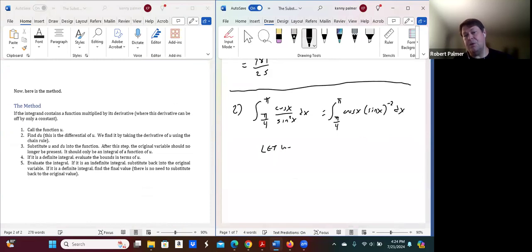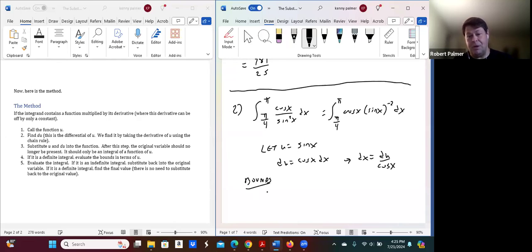So let u be equal to sine of x, and then du is going to be cosine of x times dx, since the derivative of x is dx. Once again, that means that dx is going to be du over the cosine of x. Okay, now let's think about our bounds.